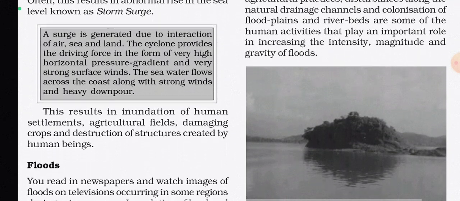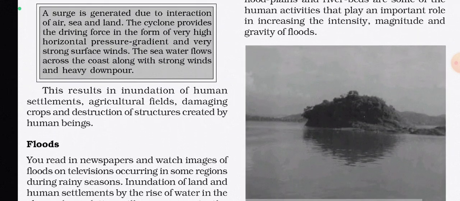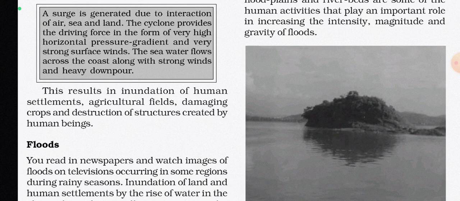A surge is generated due to interaction of air, sea and land. The cyclone provides the driving force in the form of very high horizontal pressure gradient and very strong surface winds. The seawater flows across the coast along with strong winds and heavy downpour. This results in inundation of human settlements, agricultural fields, damaging crops, and destruction of structures created by human beings.